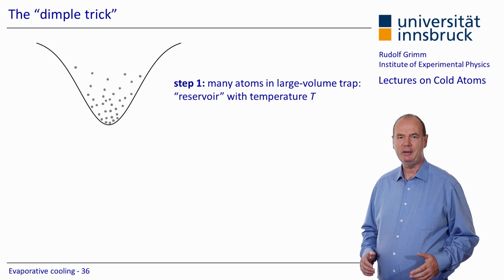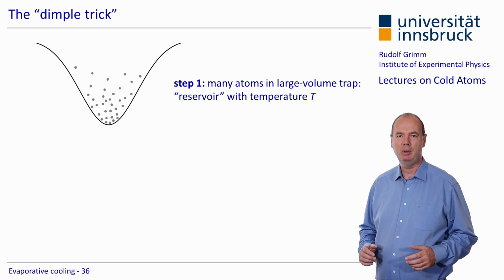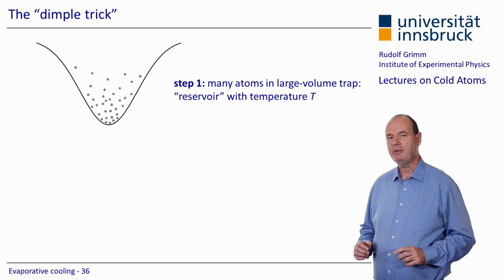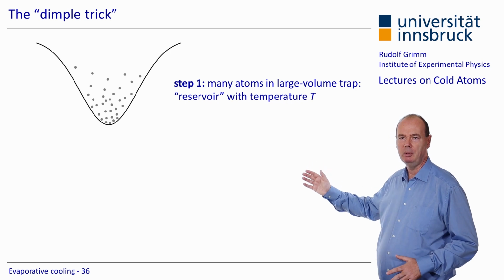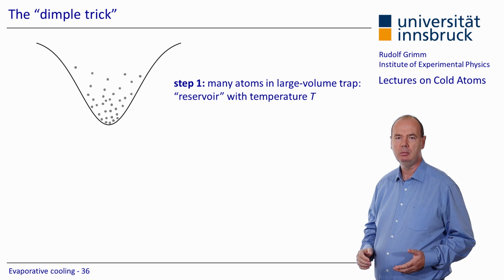Finally, let me present an interesting and nice trick to implement a large evaporation step. We call it the dimple trick, and in some cases it can be really very helpful. In the first step, we prepare many atoms in a large volume trap. This can be an optical trap or a magnetic trap.